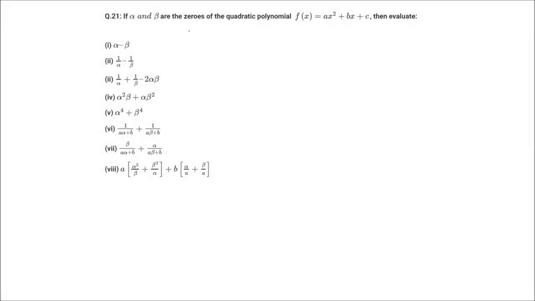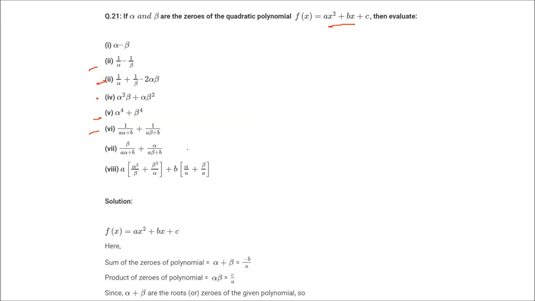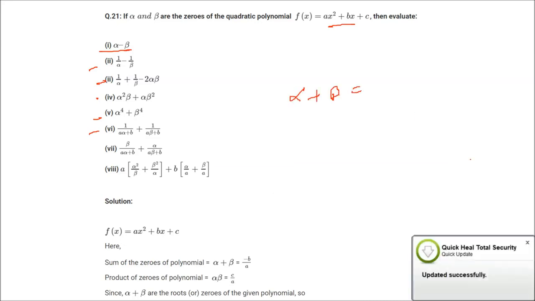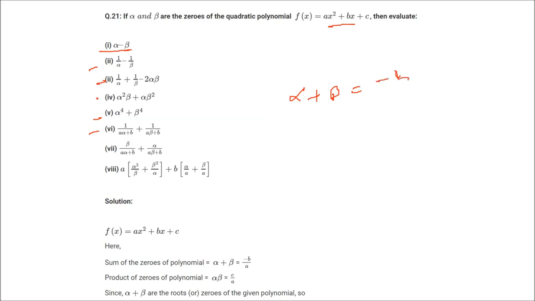If alpha and beta are the zeros of the quadratic polynomial, this one, then evaluate all these. So most of the things we have already done, like this one. And this one also, if alpha is put as 1, this also we have done. But we'll take, see, alpha and minus beta is what? This is A, B, C. So alpha plus beta is minus b by a. And alpha into beta is c by a.